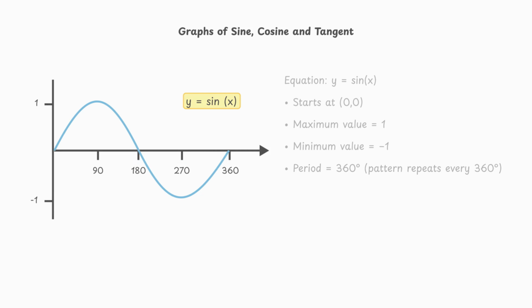Now take a step back and look at the overall shape. The graph forms a smooth wave-shaped curve. It rises, falls, and repeats in a regular pattern. So the key features to remember are: it starts at 0, 0. It has a maximum value of 1. It has a minimum value of -1. It repeats every 360 degrees. And it forms a smooth wave shape. These features help you recognize the sine graph quickly.